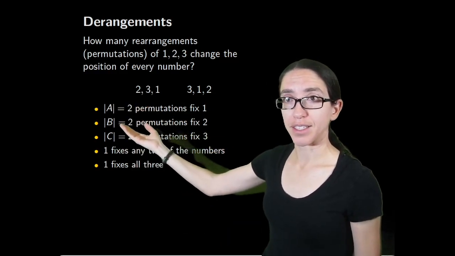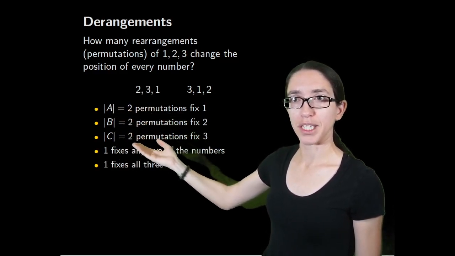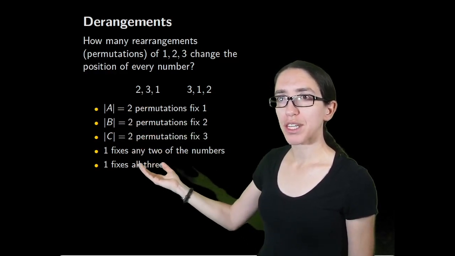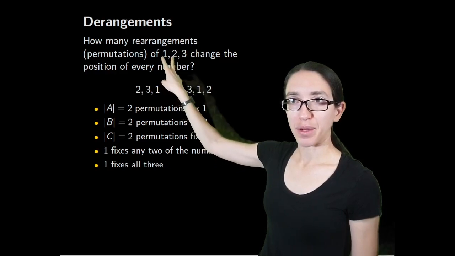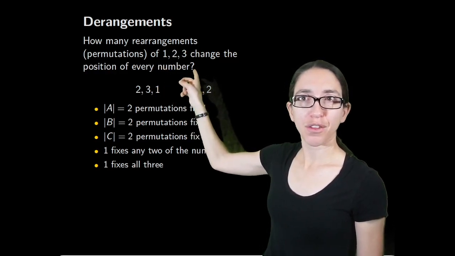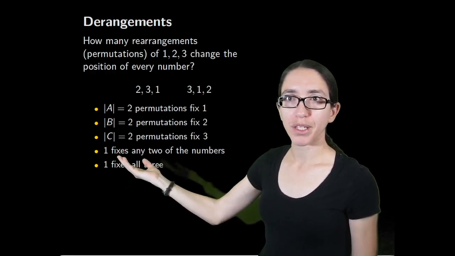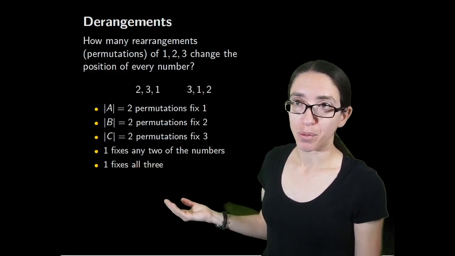You'll have to calculate the sizes of the intersections of A and B, and the intersection of A and C, and the intersection of B and C. Well, that's basically just counting how many permutations fix 2 of the numbers. If we fix the positions of 1 and 2, and we make sure they stay there, well then the 3 has to go there, so actually there's only 1 possibility. So there's 1 possibility for each of the intersections, and only 1 permutation fixes all 3: 1, 2, 3.